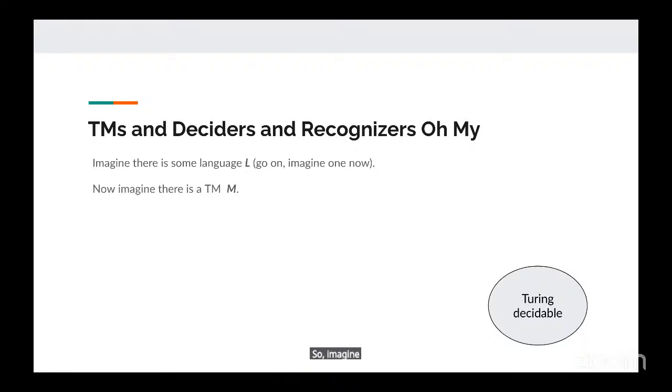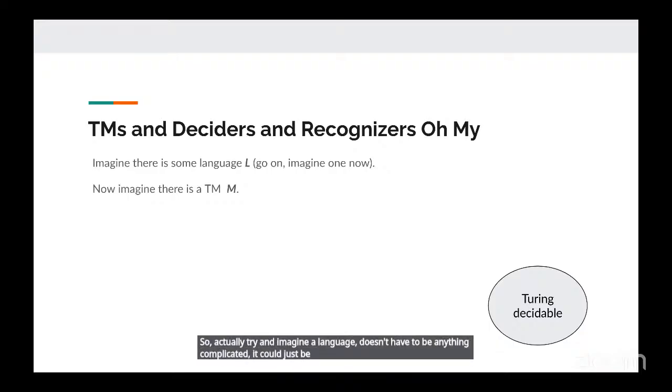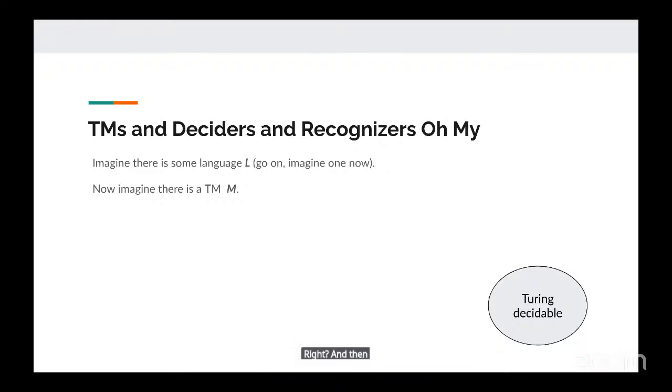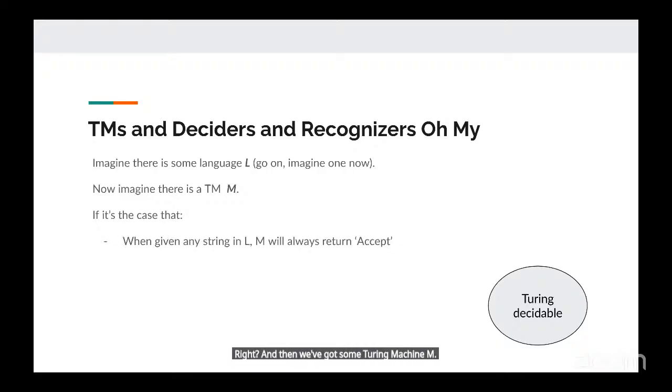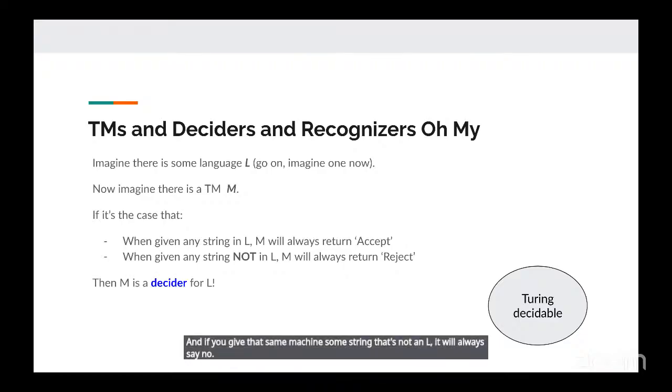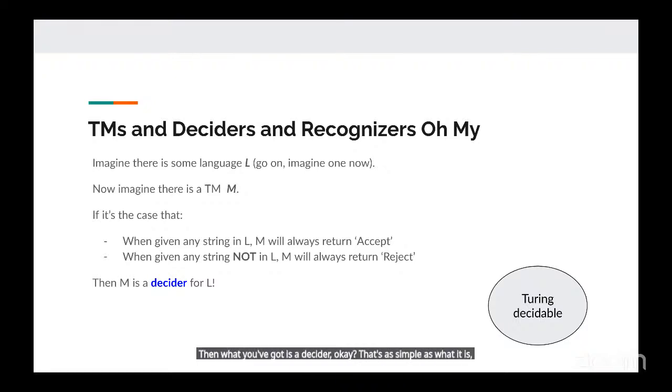So imagine there's some language L. Try and imagine a language. It doesn't have to be anything complicated. It can just be a set with the strings A and B in it. Right? And then we've got some Turing machine M. If it is the case that when you give the machine M some string from L, it always says yes, and if you give that same machine some string that's not in L, it will always say no, then what you've got is a decider. Okay, that's as simple as it is, right? The decider is just a Turing machine which is returning yes or no for set membership to say, yes, this string is in this set or not, right? And this is a nice thing to have because it's always going to tell you yes or no. It's never going to get stuck thinking about it.